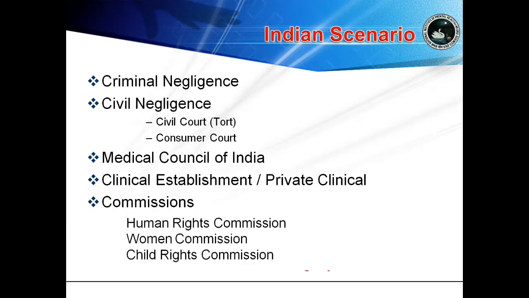In the Indian scenario, what are the different types of negligence that will be taken? That's criminal negligence and civil negligence. Civil negligence can be of two types: going to the civil court or to the consumer court. Nowadays, the patient does not opt for civil court because it's a lengthy procedure. They go to the consumer court. I request all of you to read about the recent amendment and the new act that has come, the Consumer Protection Act of 2019. It's a landmark act in which various amendments have been done.